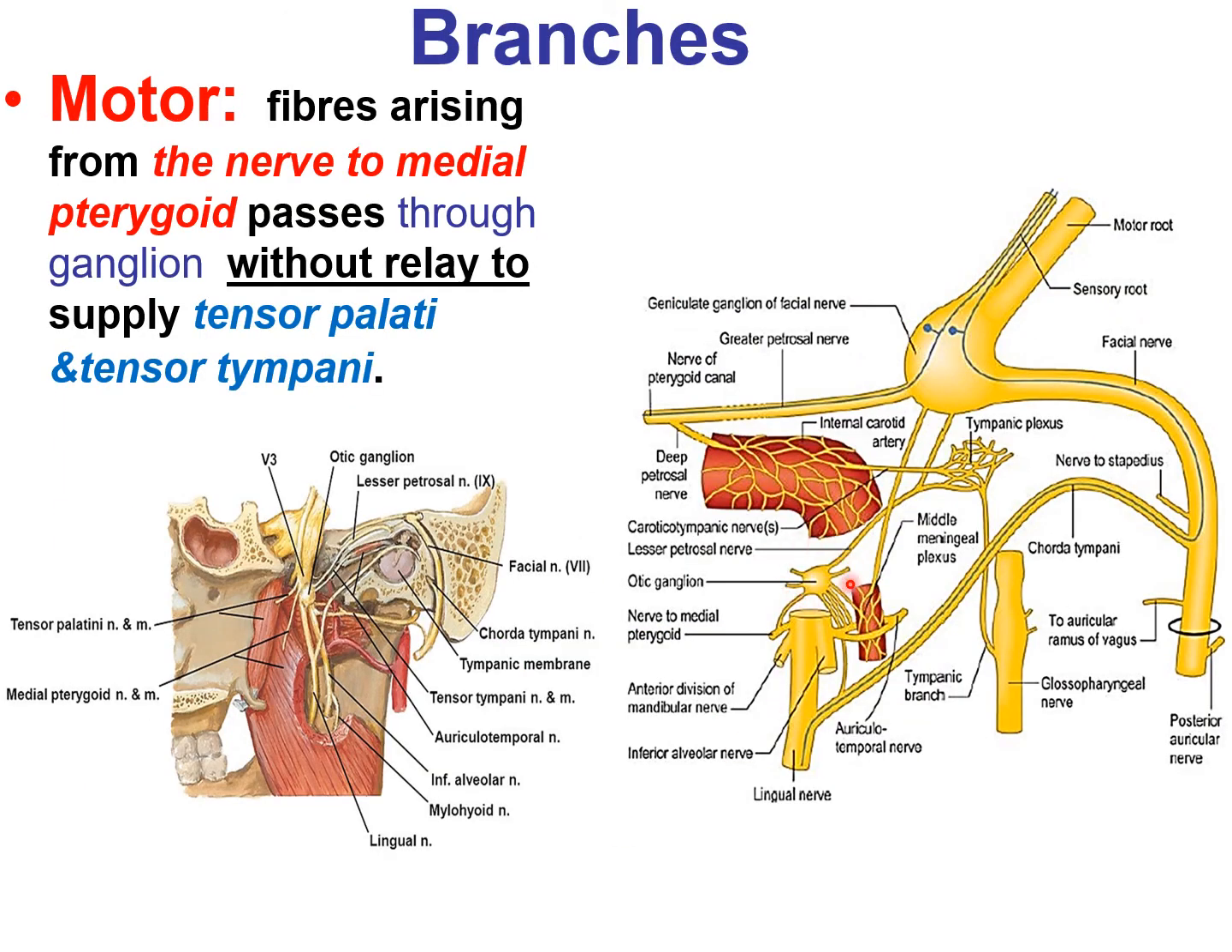Now the branches arising from the otic ganglion. The motor branches are the nerve to medial pterygoid. The fibers of the nerve to medial pterygoid pass through the ganglion without relaying and they supply the medial pterygoid muscle along with the tensor veli palatini and the tensor tympani muscle. So the motor fibers arising from the nerve to medial pterygoid pass without relaying and supply the tensor palatini as well as the tensor tympani muscle.